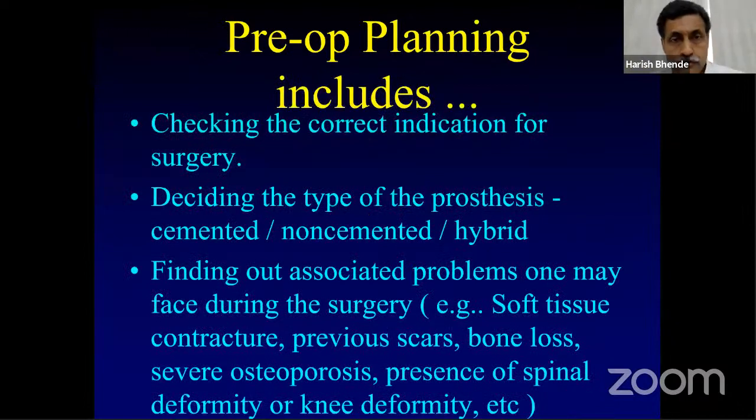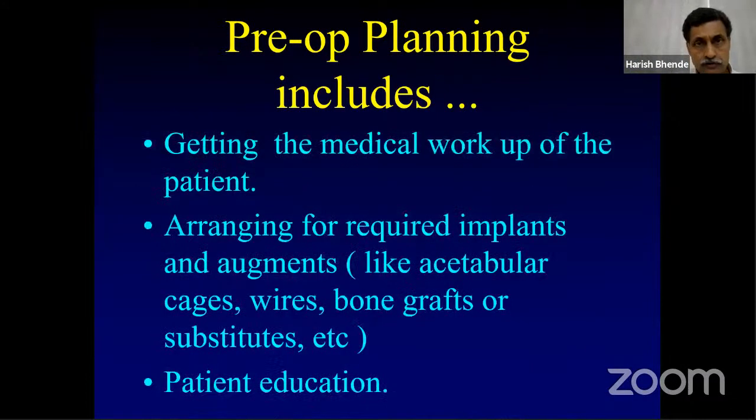The pre-op planning also includes checking for the correct indication for surgery, deciding the type of prosthesis. Do I need cemented or non-cemented or hybrid? We must find out the associated problems with the patient, whether the patient has soft tissue contracture, previous scars, previous bone loss, severe osteoporosis, presence of spinal deformity or a knee deformity, which can affect the surgery. We also need to plan whether we need to have an adequate medical workup for the patient. We must arrange for the required implant and augment.